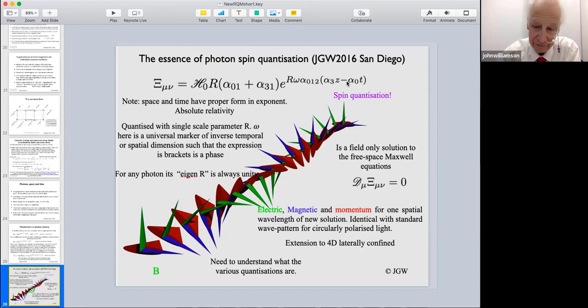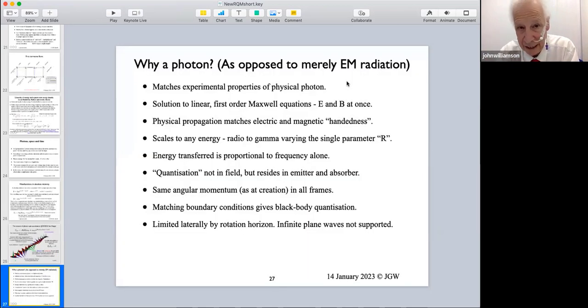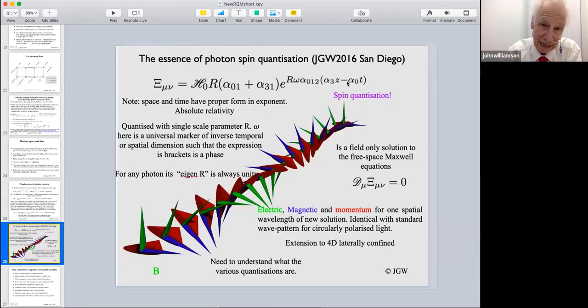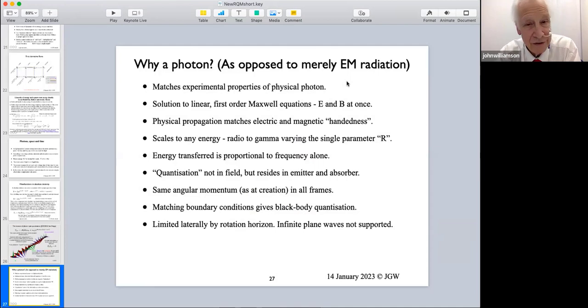So the thing looks like a photon because, as opposed to merely EM radiation, it matches the experimental properties of the physical photon. E is perpendicular to B, and it's quantized. It's a solution to the linear first-order Maxwell's equations, E and B, at once. Its physical propagation matches the electric and magnetic handedness. I didn't mention that. If I switch electric and magnetic field here, if I change the handedness of this, so I put minus alpha 3-1 there, then the thing propagates in the opposite direction automatically. It's in the maths. So it matches the physical propagation of the electric and magnetic handedness. E cross B gives me the direction of propagation.